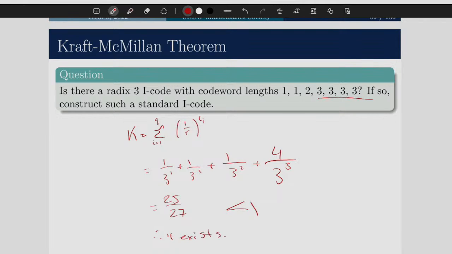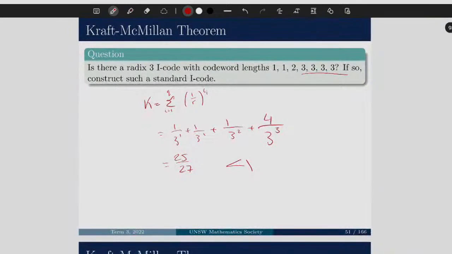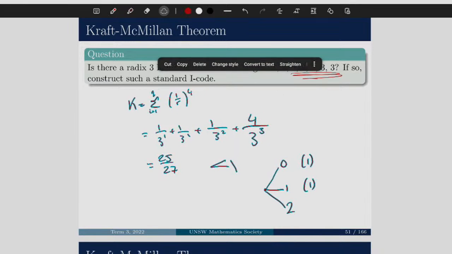Now our next job is to actually construct the code. There are 2 methods that I know of, but they're very much the same thing. The very first method is using Thomas Britt's method, where he constructs a tree. If I go radix 3, this is my starting point. Radix 3 means I can have 0, 1, and 2. A 0 is going to be my code word of length 1, 1 is my code word of length 1, and 2. I'm going to continue branching off of 2 because I need code words longer than length 1 now. I need more space for this, so let's move everything over a little bit.